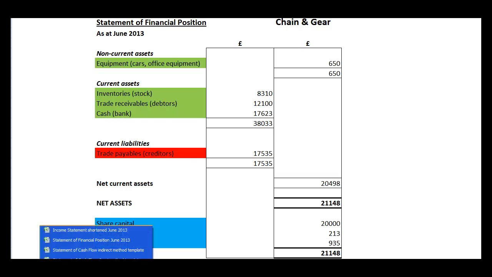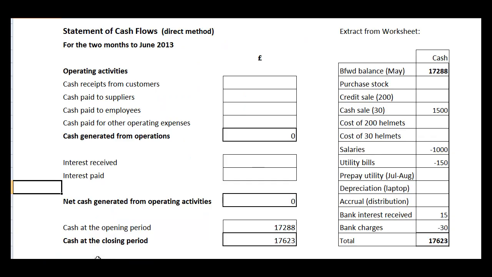We're now going to examine 2 financial statements that will help us examine cash and the cash movement. First of all, we're going to look at the direct method of the statement of cash flows, and here we're examining the movement from the opening cash position compared to the closing cash position. To do so, we have an extract here from the accounts worksheet that we just completed for the month of June. So we have our opening cash balance of 17,288 and the closing figure of 17,623. This is taken directly from the accounts worksheet.